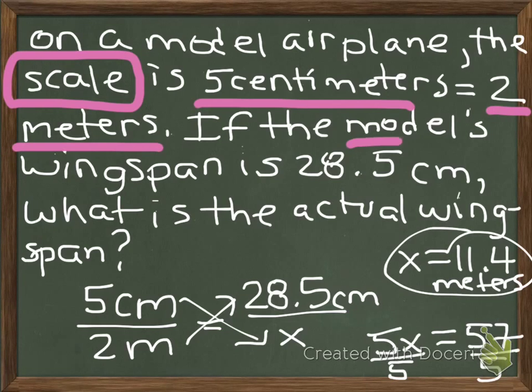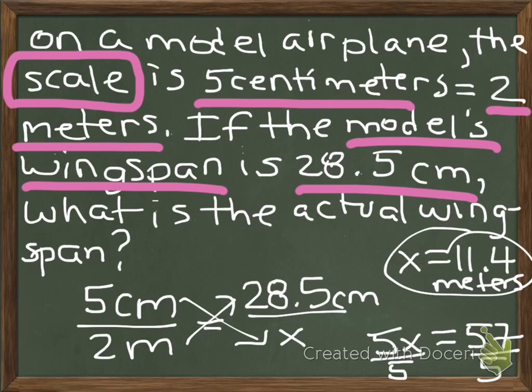Then it's giving us the model's wingspan, which is 28.5 centimeters. Notice that's my other ratio, and I put centimeters as both my numerators. I'm asked to answer the actual wingspan, which we don't know, so that's going to be x. And I would solve by cross multiplying. I get 5x equals 57, and then I divide by 5 to get x equals 11.4 meters. And that concludes Lesson 2.6.